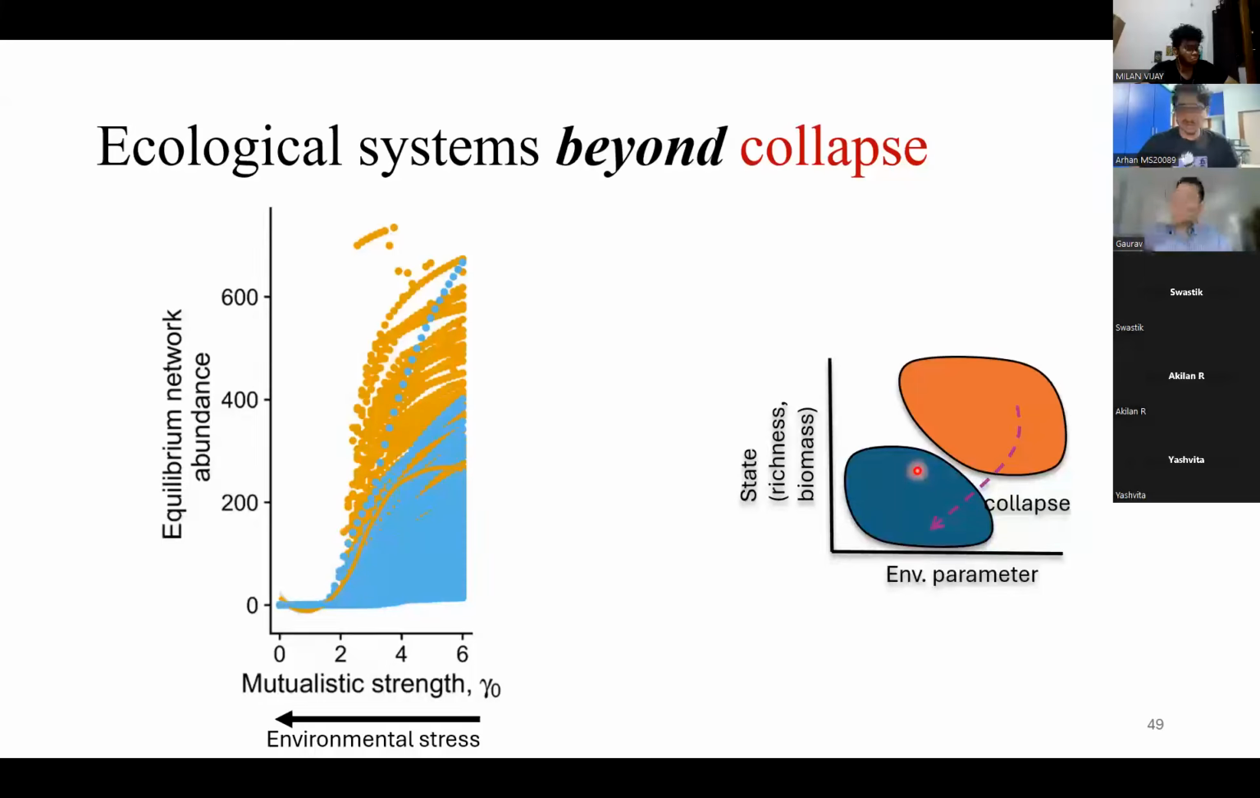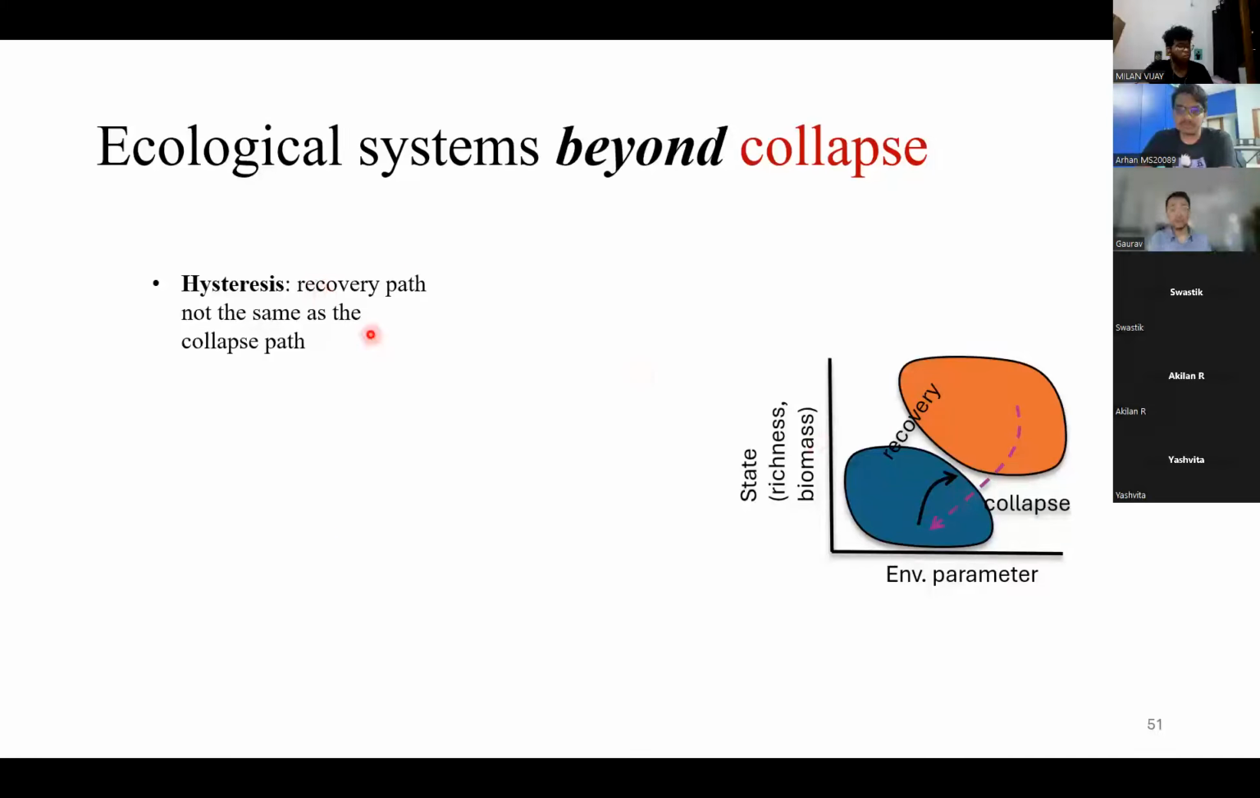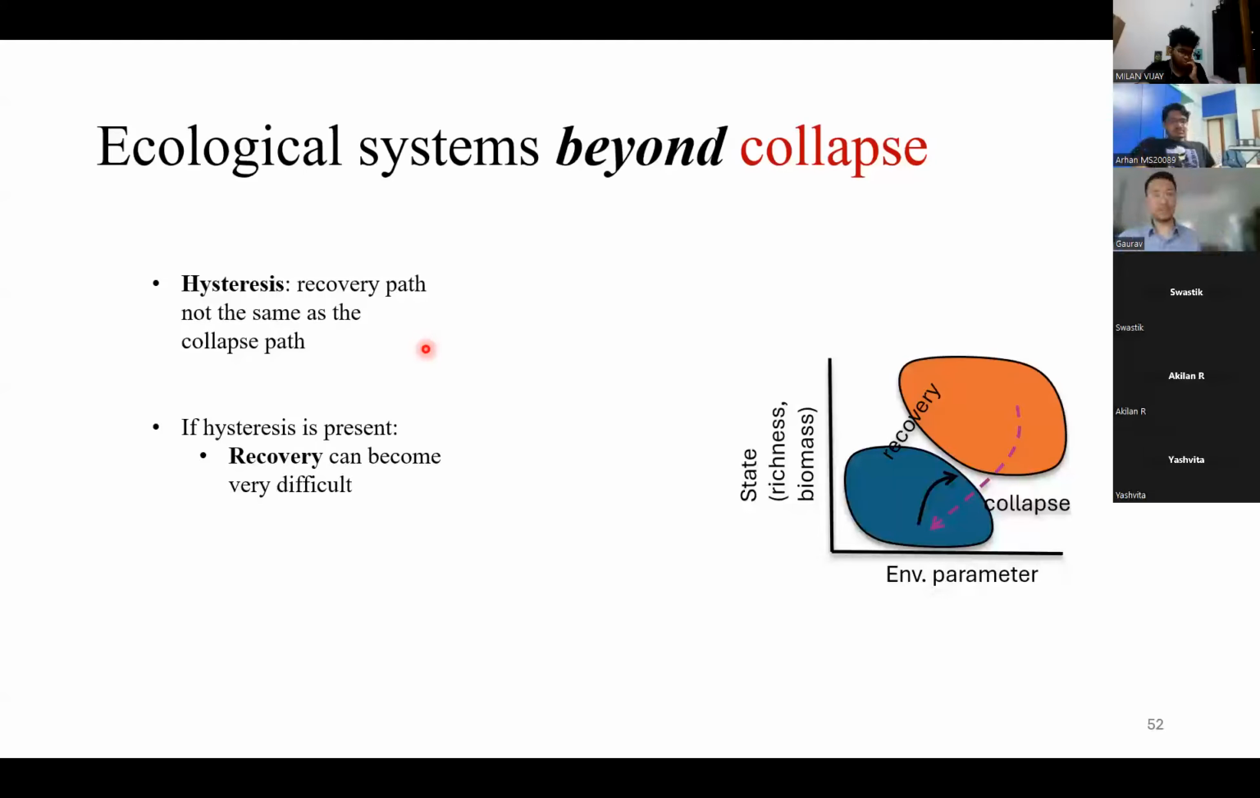Now, the naive way to think about recovering such a network is to basically restore the environmental conditions. So basically restore the habitat. While it can be possible, more often than not, what happens is that the system doesn't recover, doesn't go back to the state and remains in this state. And if that happens, what we observe is what is known as hysteresis, where the recovery path is not the same as the collapse path. And if hysteresis is present in such systems, recovery can become extremely difficult.